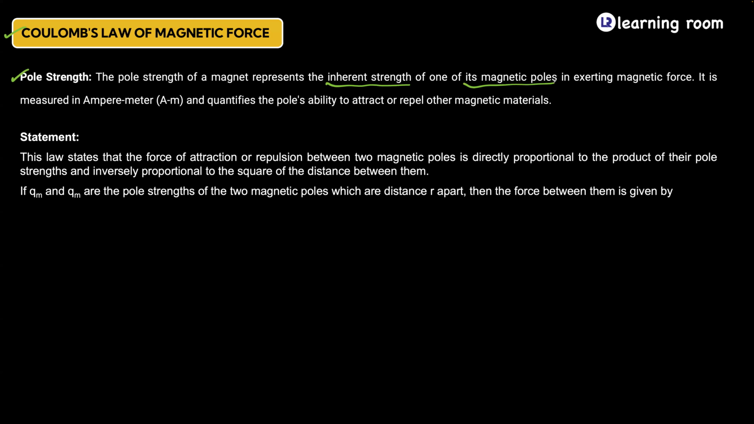So it basically speaks about the strength of a particular pole in a magnet, okay? Next, it is measured in terms of a value, right? It quantifies the pole's ability to attract or repel other magnetic materials.